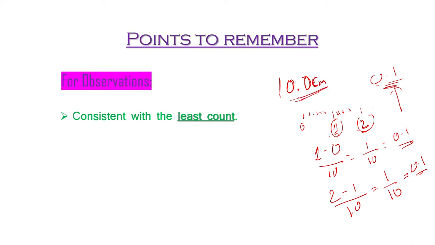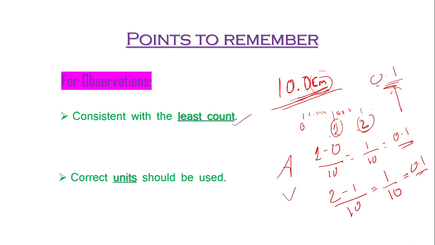The second thing is unit. Whenever you're writing any reading, you have to write the units. For current electricity, whether you're writing amps or volts, or for centimeter, you need to write the unit and you should use the correct unit. The least count for the ammeter and voltmeter is found in a similar fashion. Whatever the reading is, you subtract it from the previous reading, and then you divide it by the number of divisions between them. That is how you'll find the least count for the ammeter and the voltmeter.